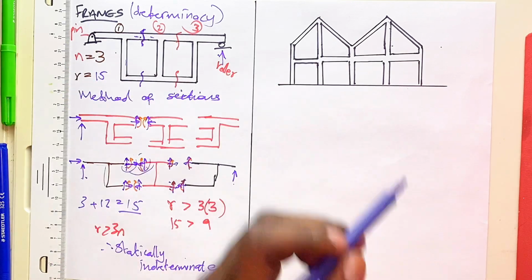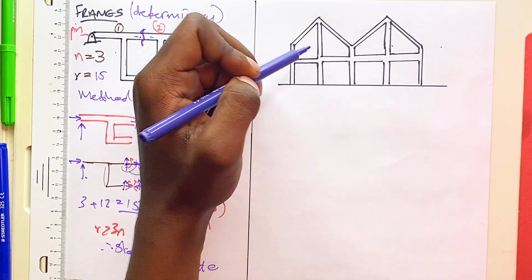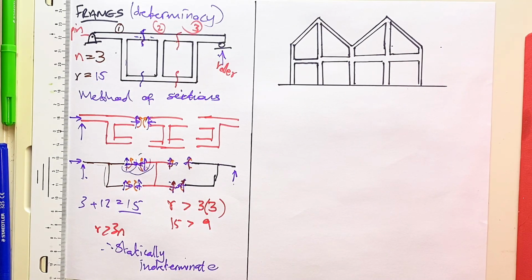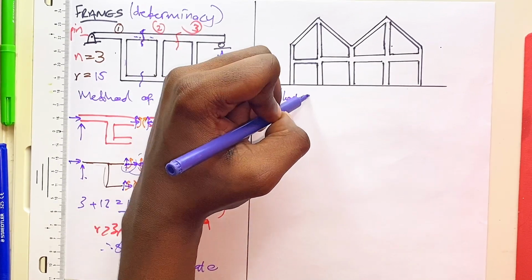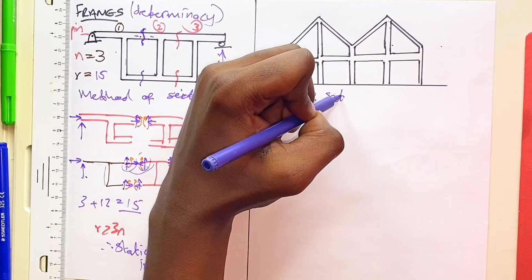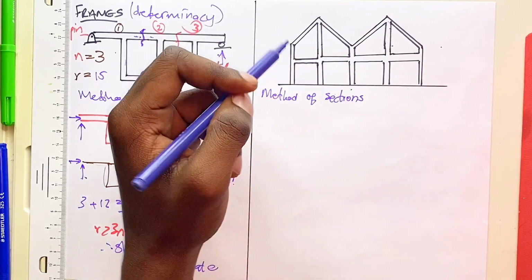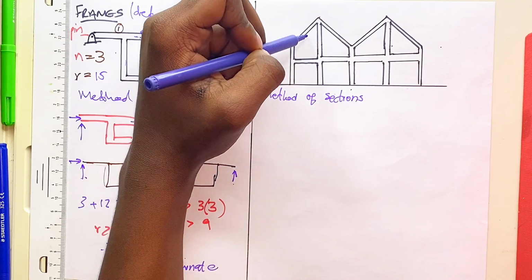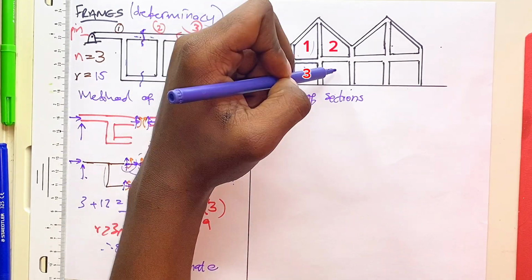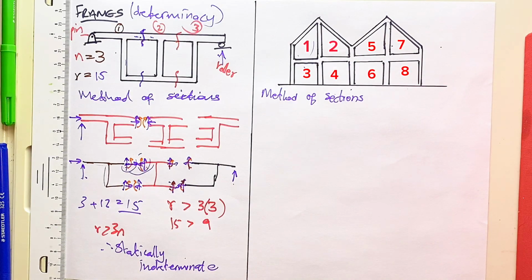Now since it is a frame and it forms some loops here, we are going to follow the same method of sections. In our method of sections, we said that we are going to look at the members that form a loop and then cut that loop open. We have a loop here, we have a loop here, we have so many loops, 8 as I'm counting.